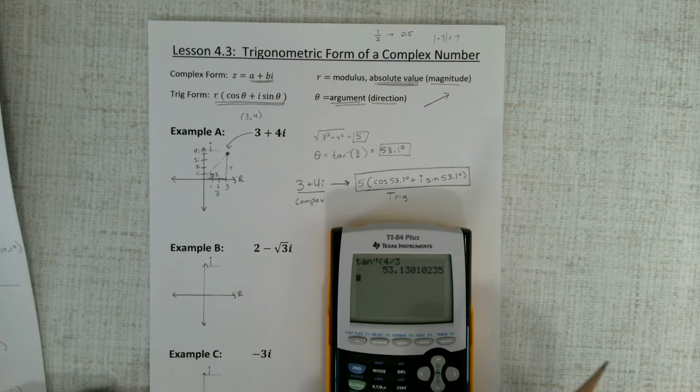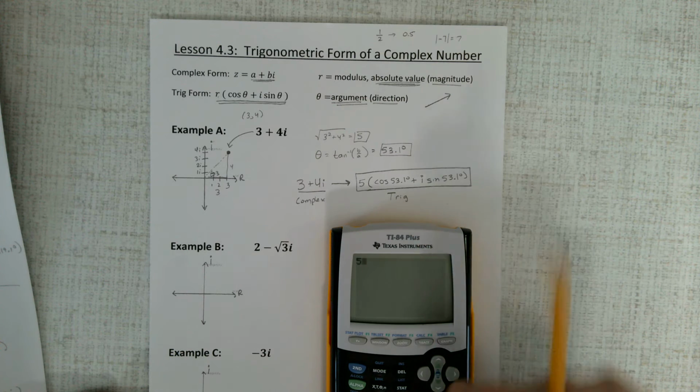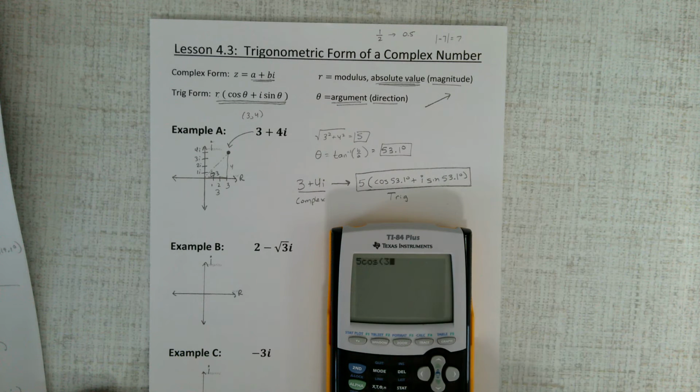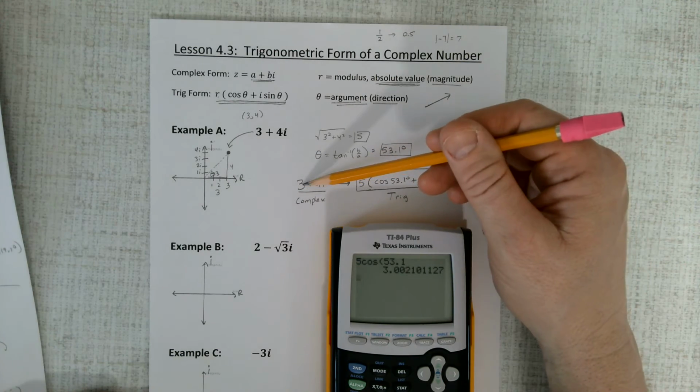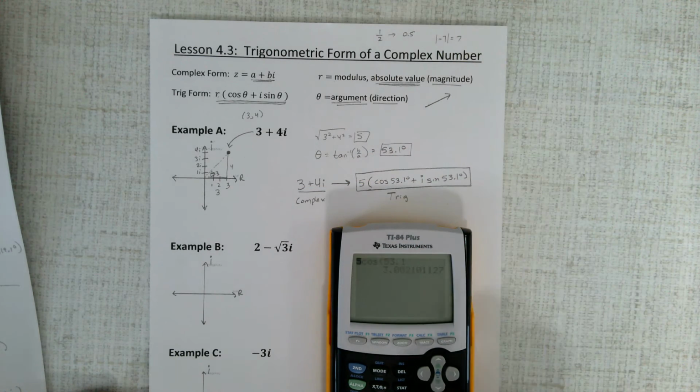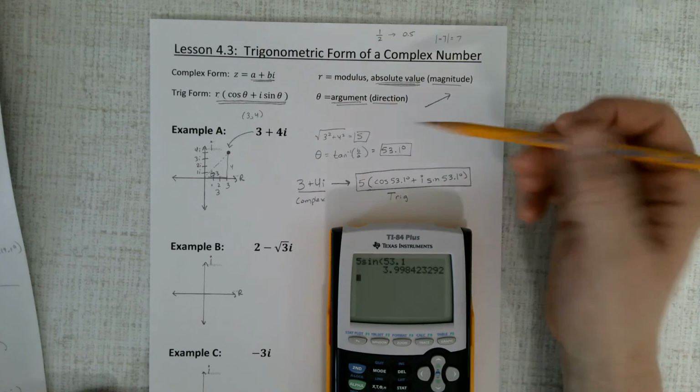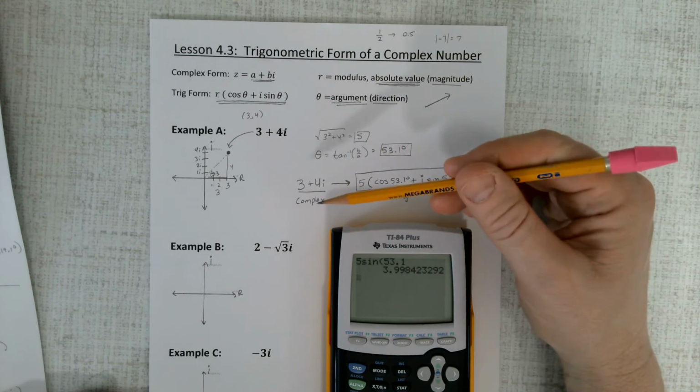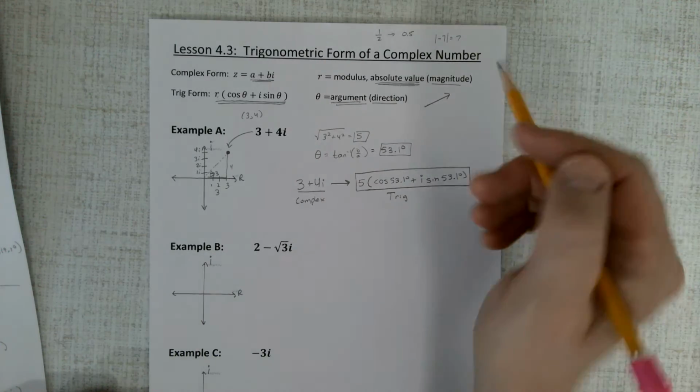Now let me just check this. 5 cosine 53.1 is 3, did a little rounding, and 5 sine 53.1 is 4 with a little bit of rounding. And it should match up to what we did with vectors, right?